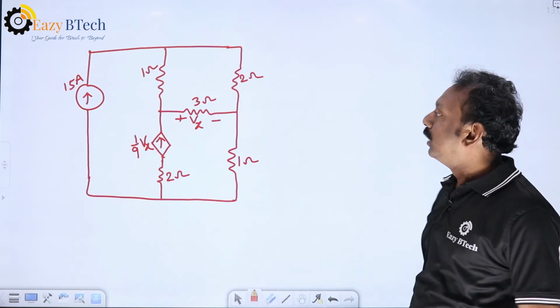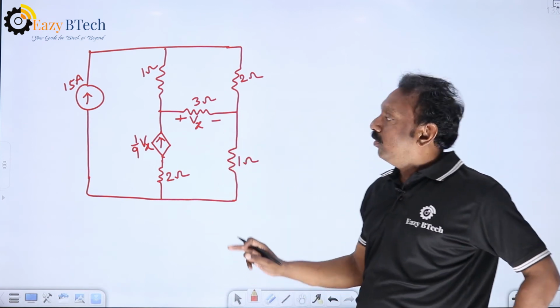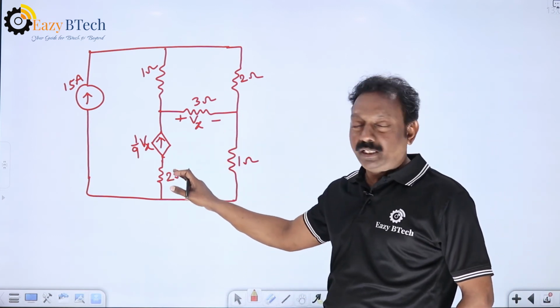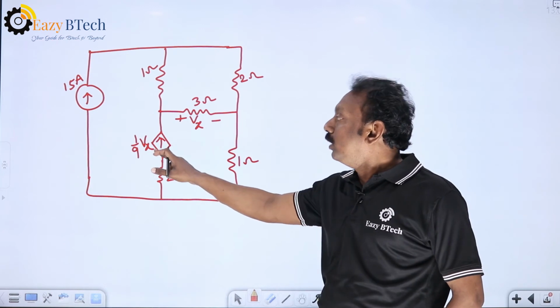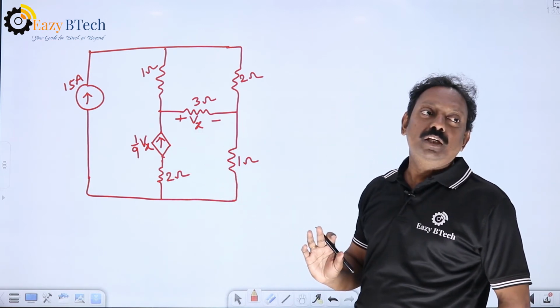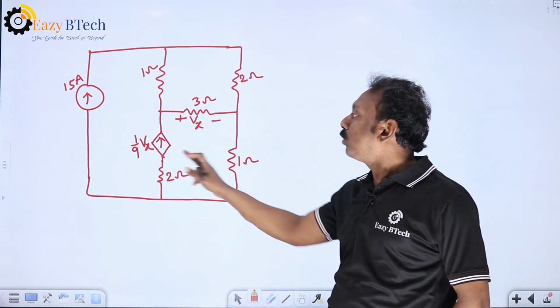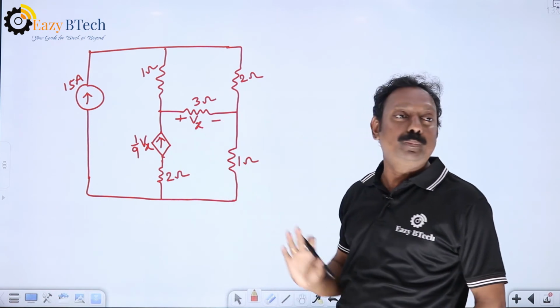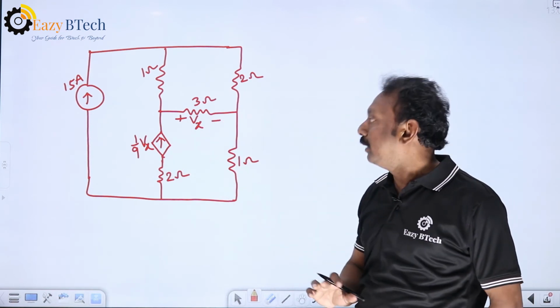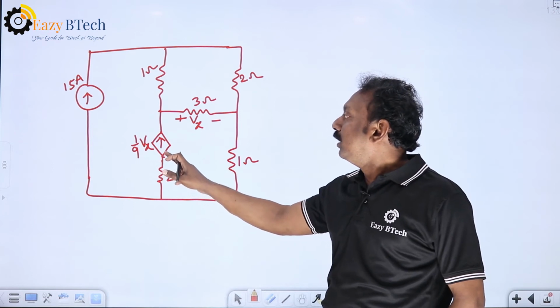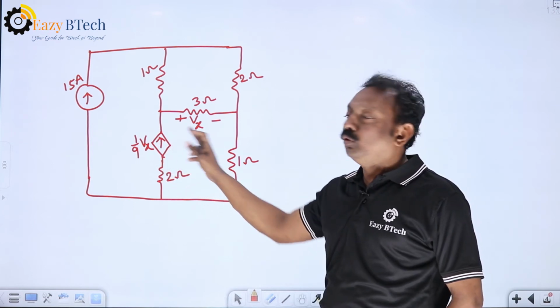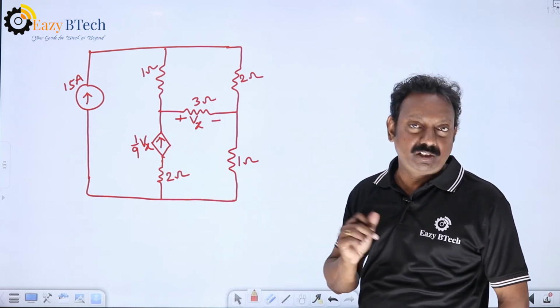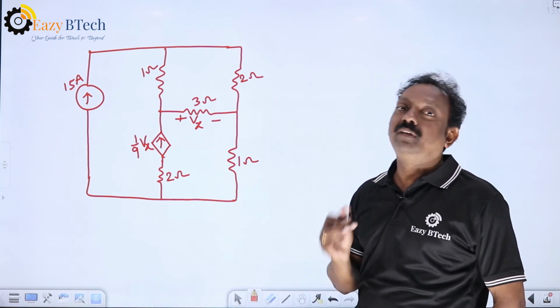Now, next problem. One dependent source is present and that is a voltage controlled current source. So here we are converting the controlling variable in terms of the loop currents. At the same time, this current source is present between the loops. We go for the super mesh equation. How to write the equation?